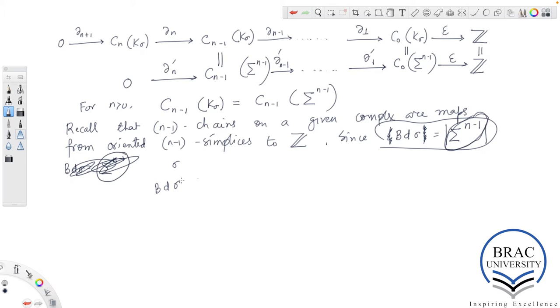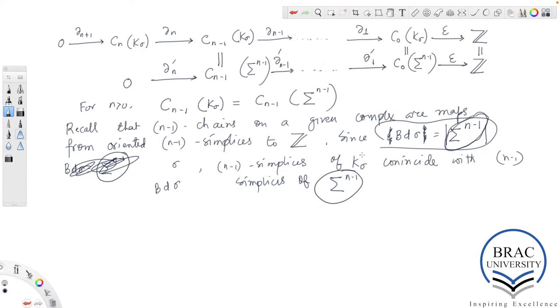Since this holds, the n minus 1 simplices of K sigma, where K sigma is the cone itself, which is the n simplex, coincide with the n minus 1 simplices of sigma n minus 1. So the n minus 1 simplices of this complex are the same as the n minus 1 simplices of this complex. They are the same.